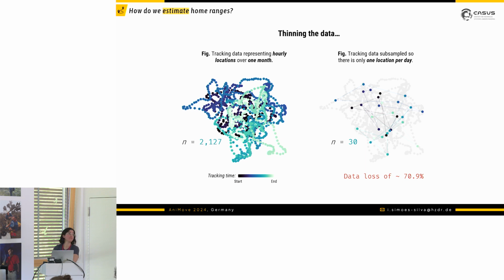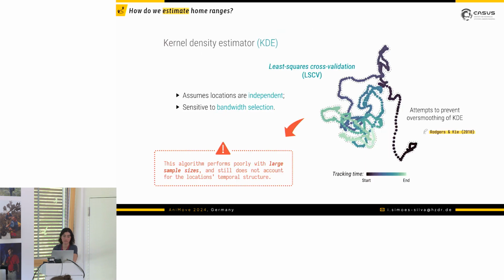So, yeah. Question about that. I was always curious what exactly they're cross-validating with the least squares cross-validation. What is actually being validated with this LSCV method? I think it's trying to minimize the square distance between locations.